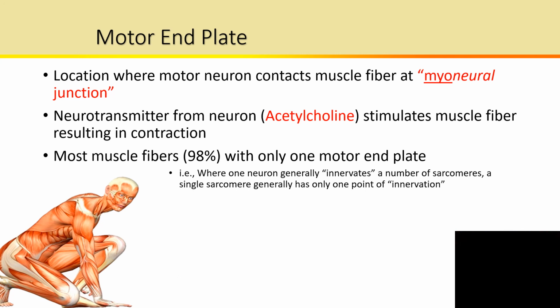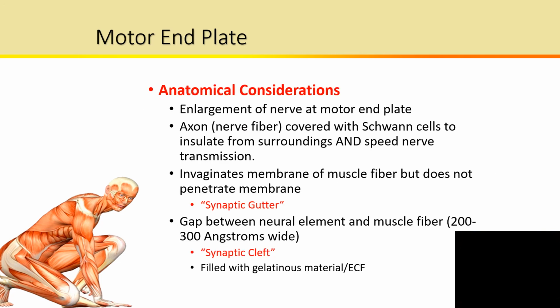And I sort of put this maybe to explain it: one neuron generally innervates a number of sarcomeres. A single sarcomere generally has only one point of innervation. And when I say innervation, I'm talking about supply from a nerve. A couple of anatomical considerations: the motor end plate is the enlargement at the end of the motor nerve. When the nerve gets down close to the muscle fiber itself, it starts to bulge out, and that's this enlargement that we see at the motor end plate.